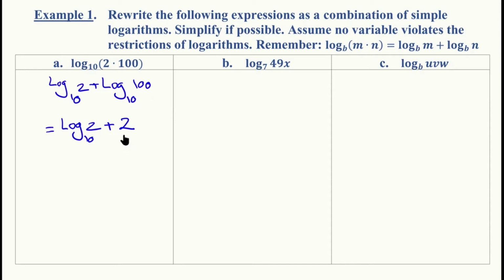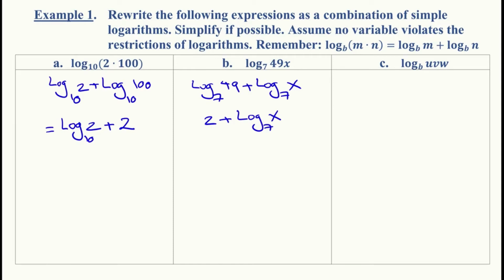It's 2. All right, this next one we can split up as log base 7 of 49 plus log base 7 of x. Now log base 7 of 49 we know is 2. What power of 7 gives us 49? The second power. And plus that one, the next one we just write and leave as is.